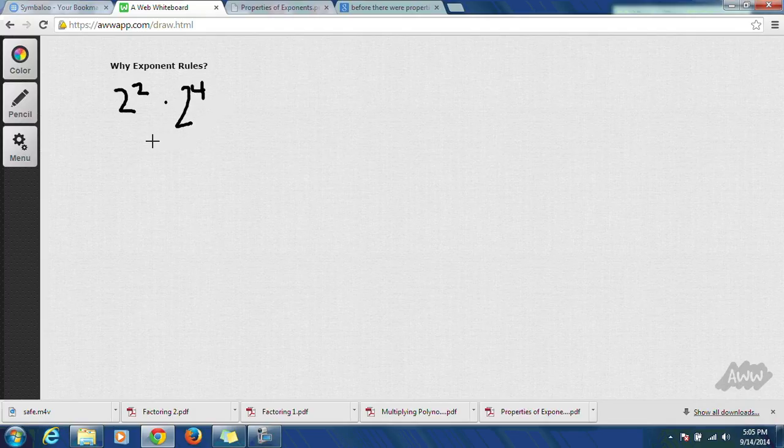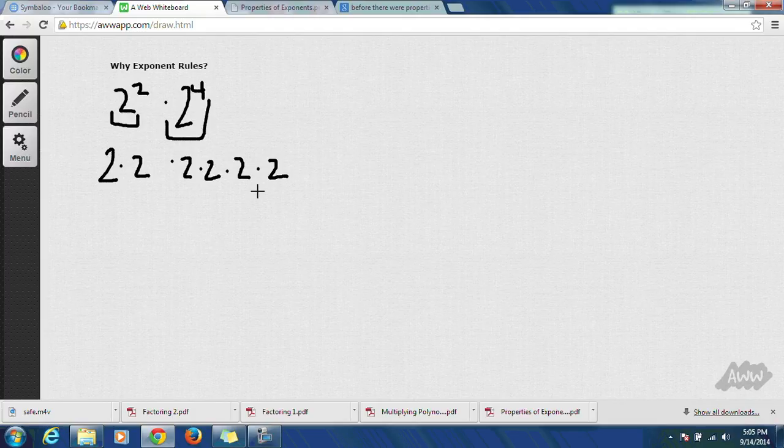Well, we know that exponents tell us how many times we're going to do something. So if I'm doing this, what I'm really doing is 2 times 2 for this mark. And then I need to do times 2 four more times. Look how many times I had to write that out.